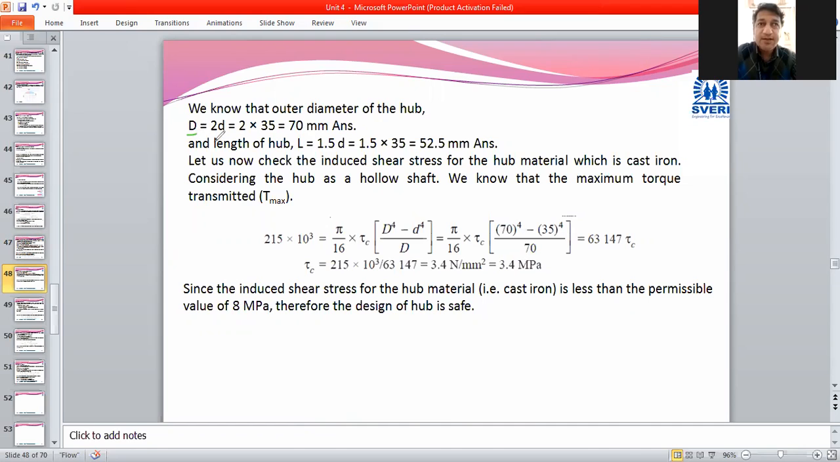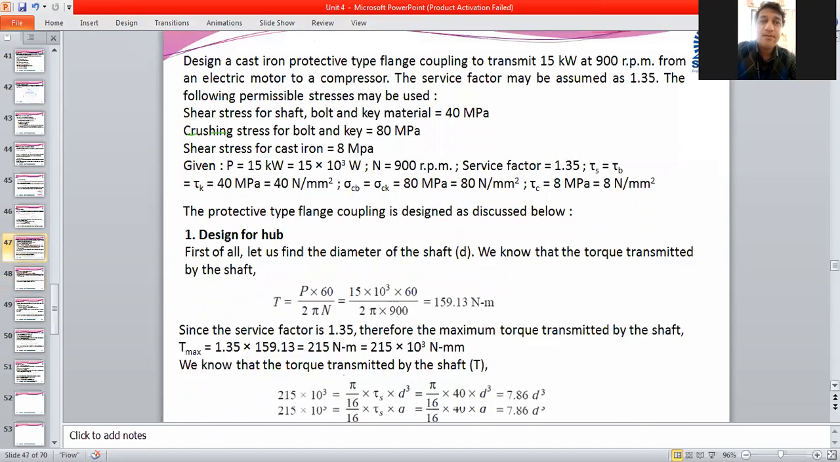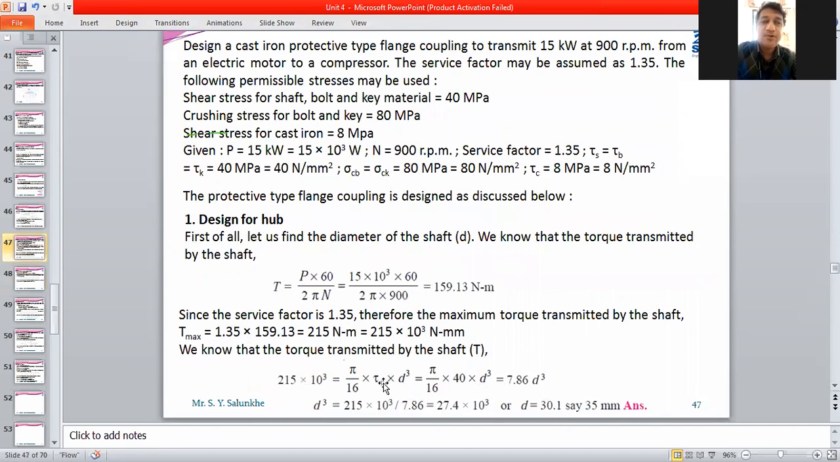We know that the outer diameter of the hub is taken as twice the inner diameter, that is the diameter of the shaft, and that will be equal to 2 multiplied by 35, that is 70 millimeter. Have we calculated the diameter of that shaft? Yes, here first of all we have to calculate the diameter of the shaft, and later this diameter can be used for calculating the further diameters.